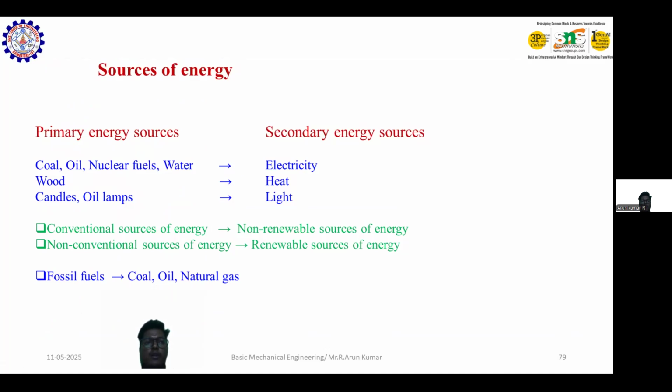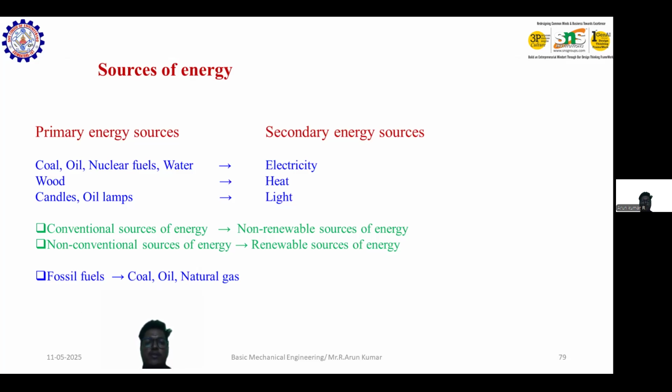The primary energy source is your main source, which can be converted into another form. That is called primary and secondary. For example, coal, oil, nuclear fuel, water, and wood are converted into electricity, and candle and oil lamp into heat and light. These are the processes that convert the primary source into secondary sources.